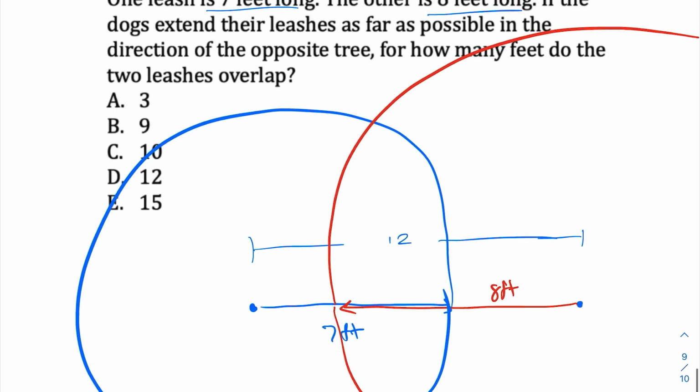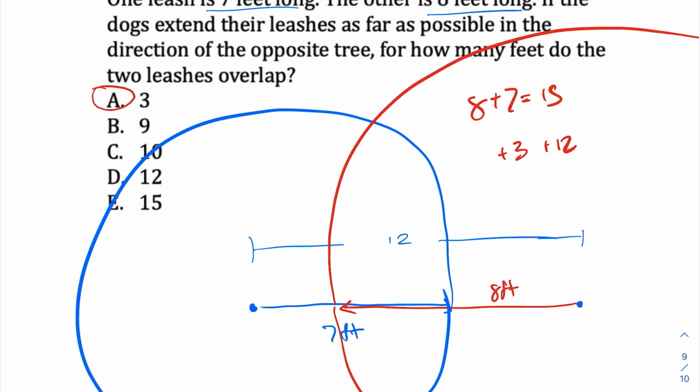So we effectively have a Venn diagram, but we need to count the distance that's overlapping, the maximum distance of overlap. So for how many feet do they overlap? One way to do it is to just count up the 2 items and then see how much they exceed the total distance. So 8 plus 7 equals 15. That's just 3 greater than 12. That means that there's 3 feet of overlap. Okay, that's one way to do it.